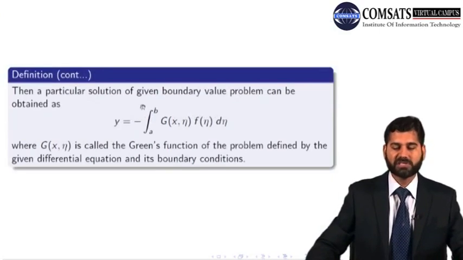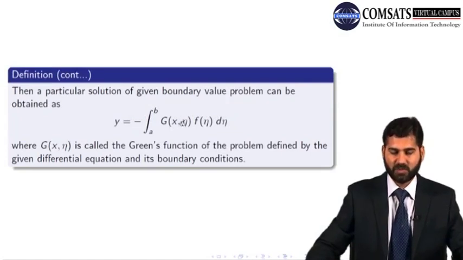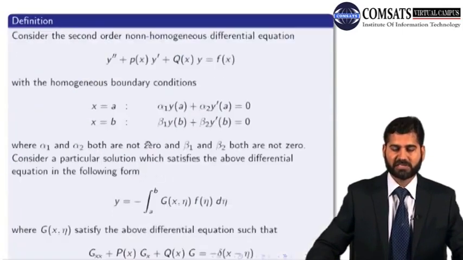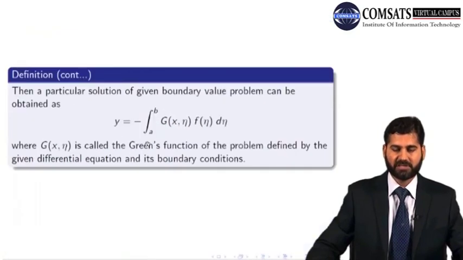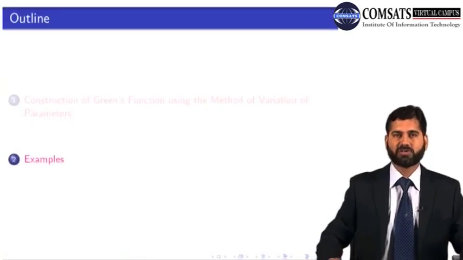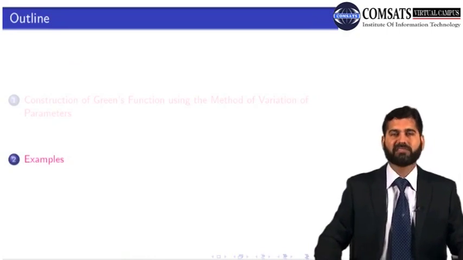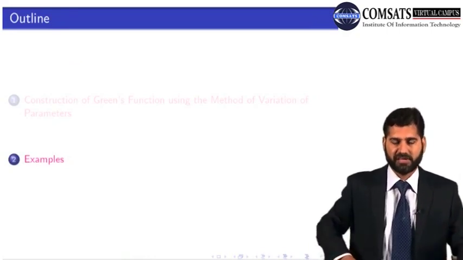Then a particular solution of the given boundary value problem can be obtained as this one, where g is called the Green's function of the problem defined by the given differential equation and its boundary conditions. We will follow this process now to obtain the Green's function by using the method of separation of variables. Next we move on to the examples, and we'll do 2-3 examples to reinforce the ideas.